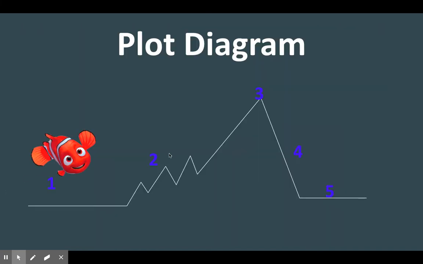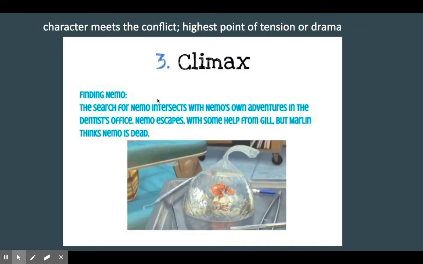So again, we go from 1 to 2 because there's a lot of events that happen. Our conflict is almost at its most exciting point where there just can't be any more. Like the tension has to break itself somehow. So that happens in the climax. Again, the character meets the conflict head on. It's the highest point of tension or drama.